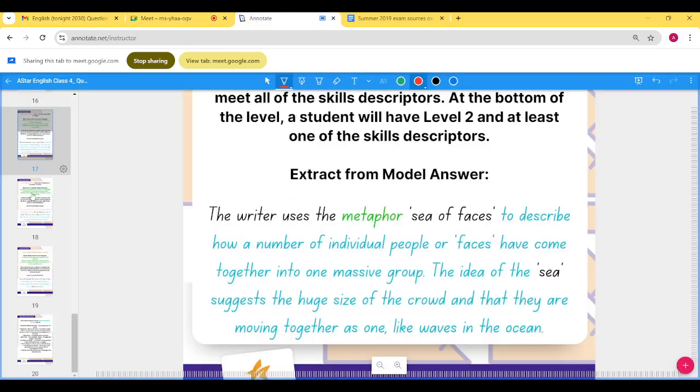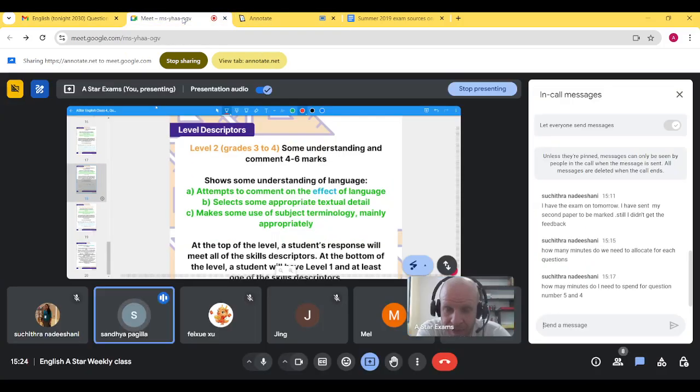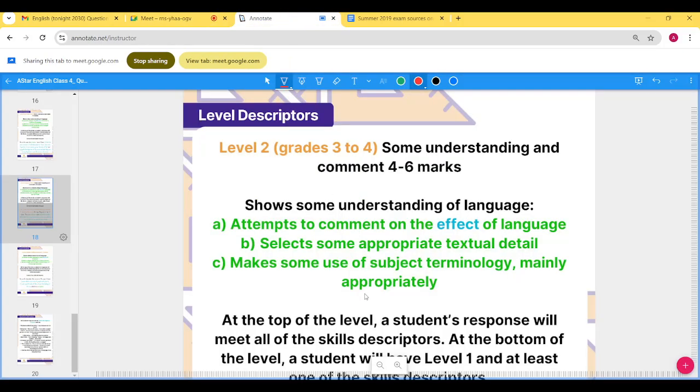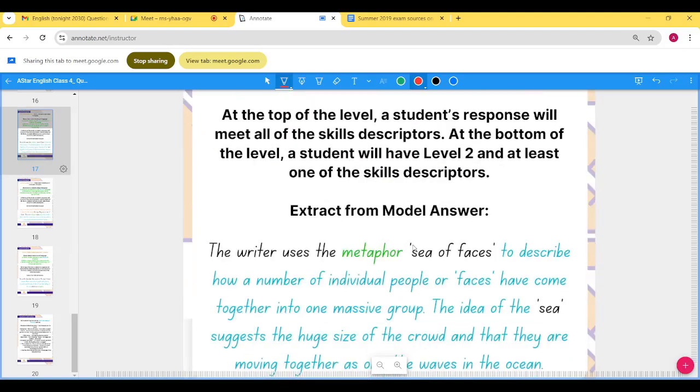Yeah, sure. So my question is here. The answer is starting with... No, I want to have the previous slide. Oh yeah, no, absolutely. Sorry, I thought you were just getting a copy. No problem. Yeah. So here the answer is starting with the writer uses the metaphor.